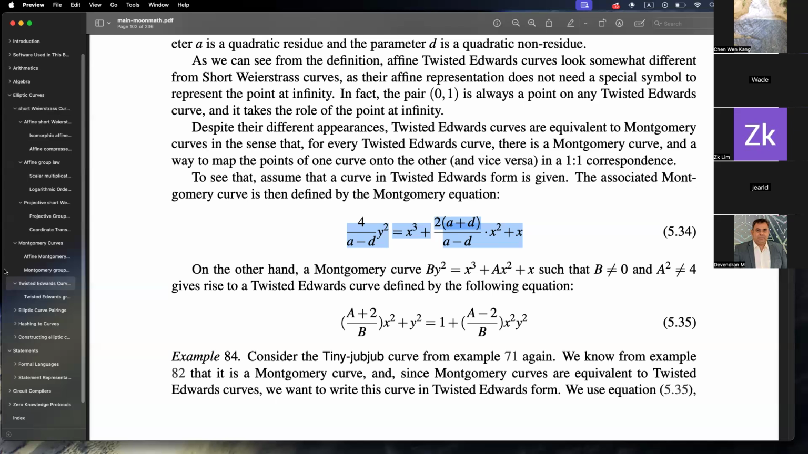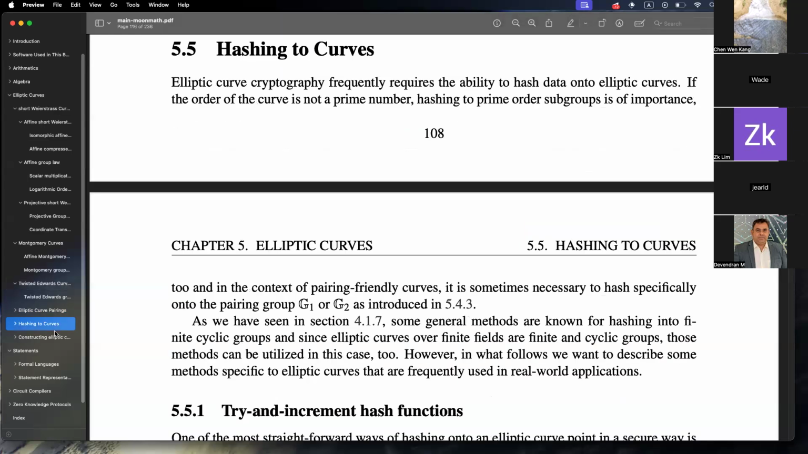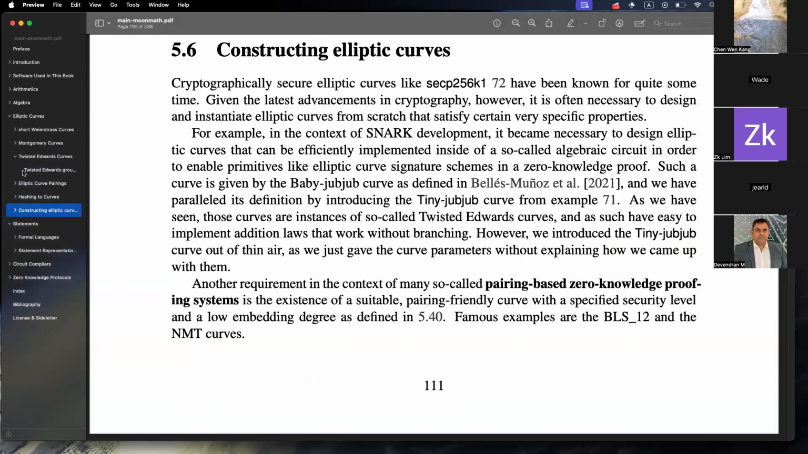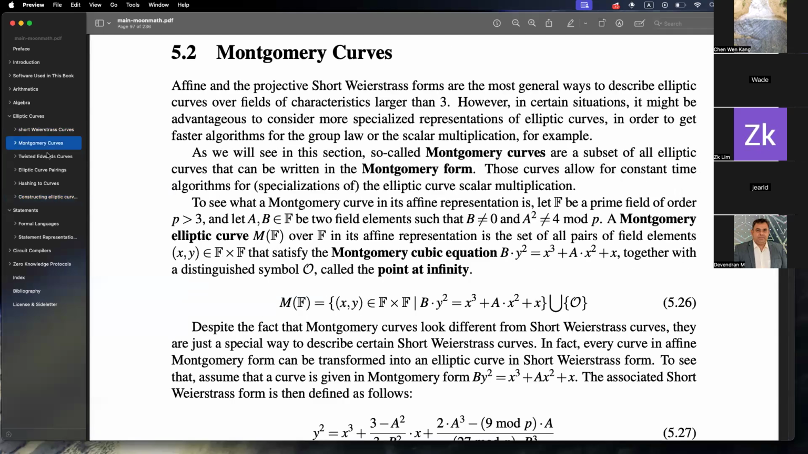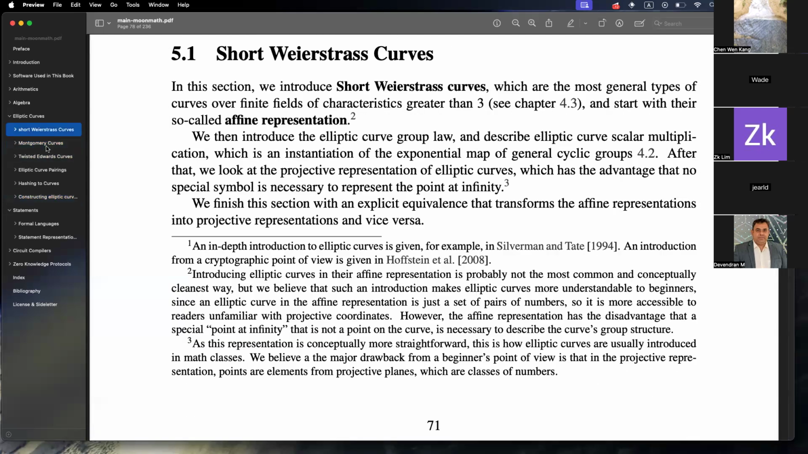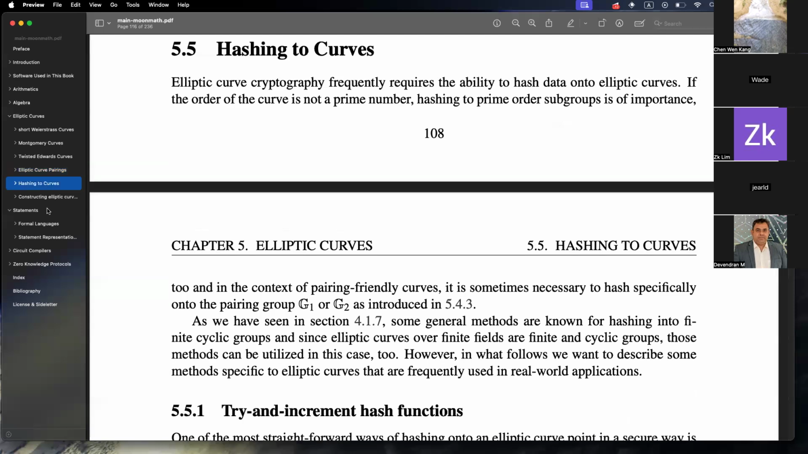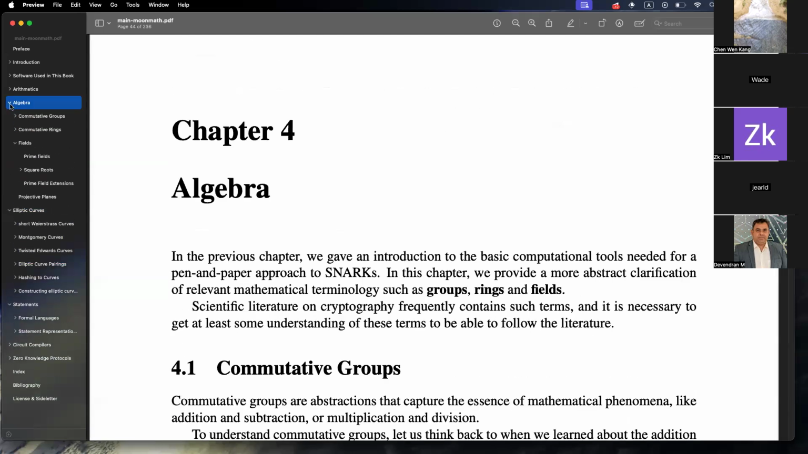So next week we're going to cover elliptic curve pairings, hashing, and constructing elliptic curves. Homework is to try implementing these three. It's going to make you learn a lot more through hands-on experience. So do that. Last week's homework on the algebra in chapter 4, I'll push it tomorrow night probably.